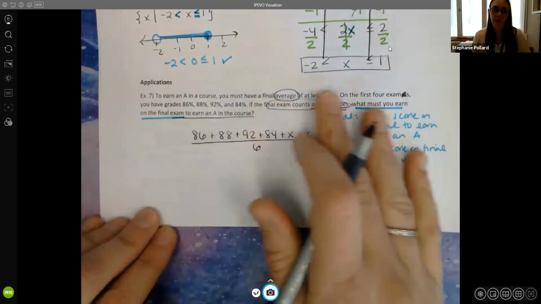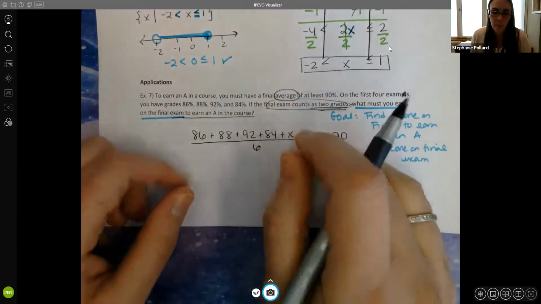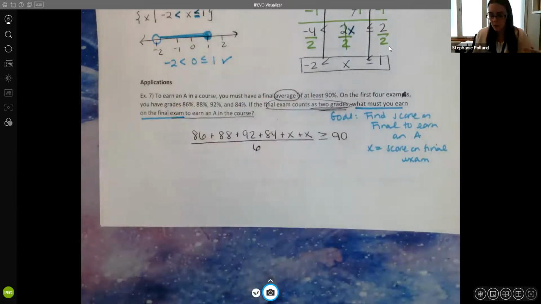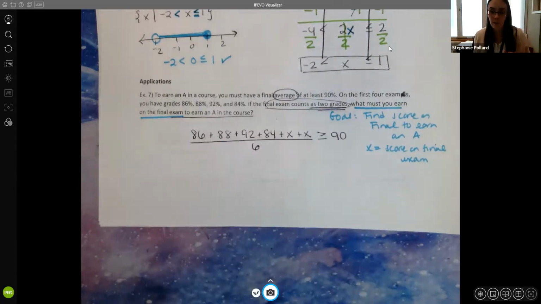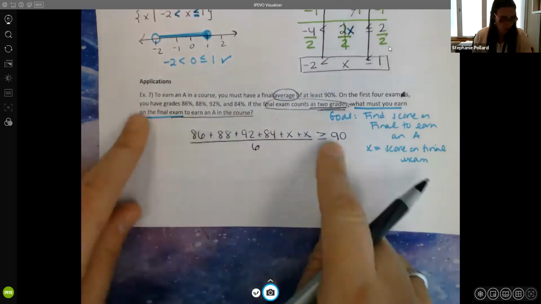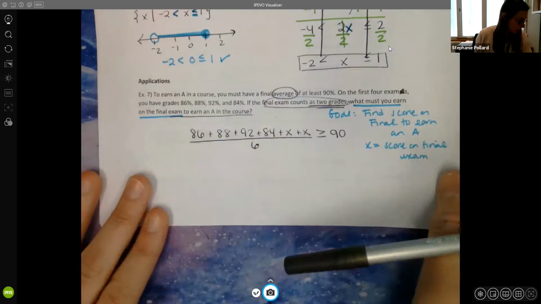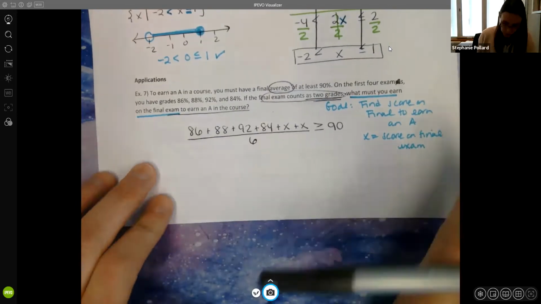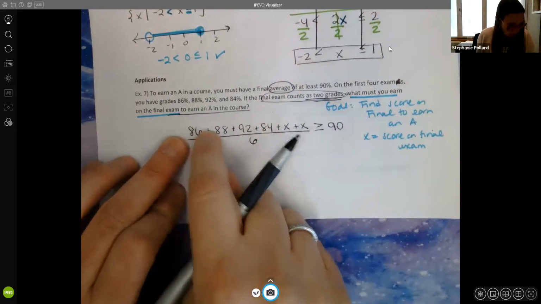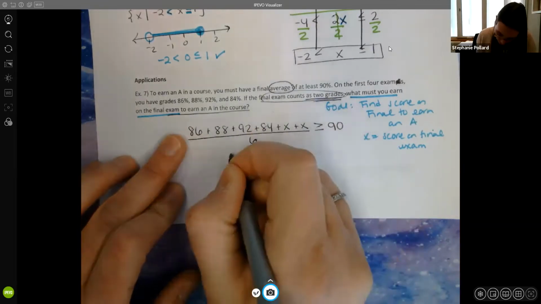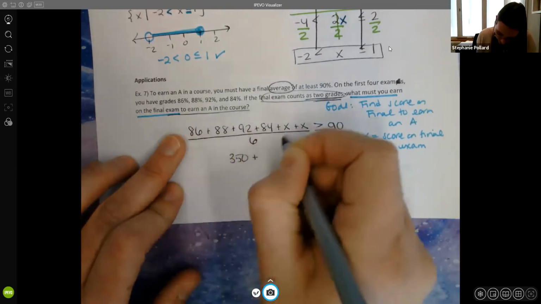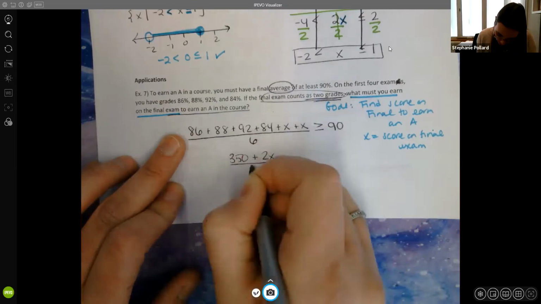Now this is one of those times where we're not multiplying the percent by anything here, because we're just talking about scores. We're not taking 90% of something. So here we're just going to add these all up and see if we can get something greater than or equal to 90. So let's see, I'm going to combine my like terms first. These 4 numbers are going to add up to 350, and then x plus x is 2x.